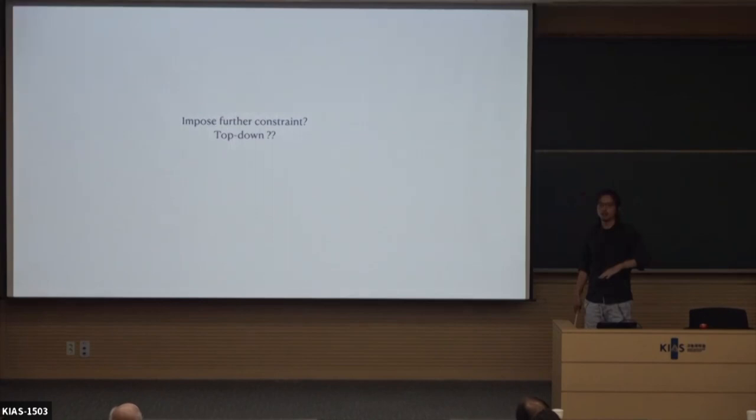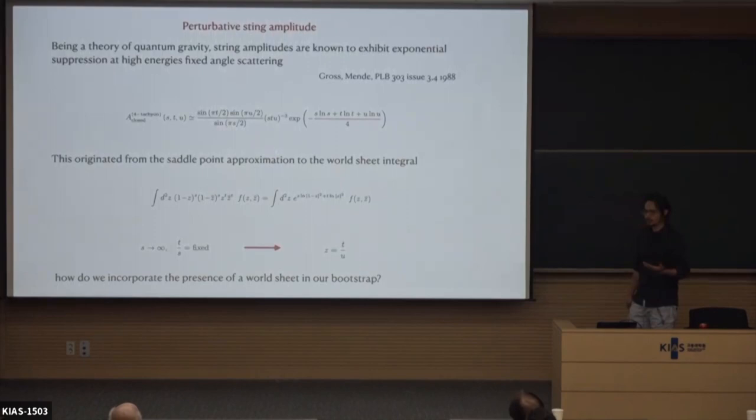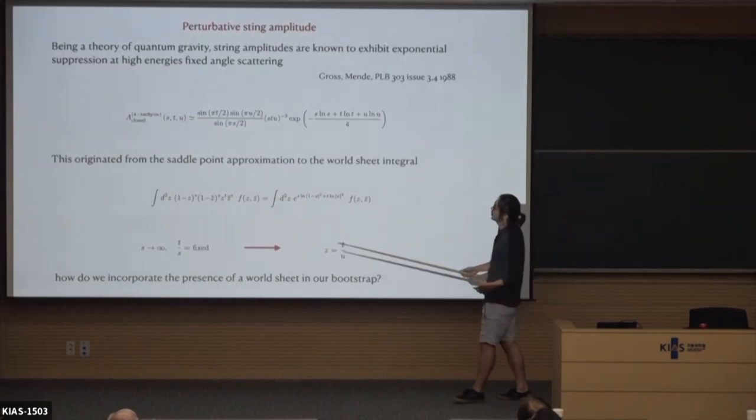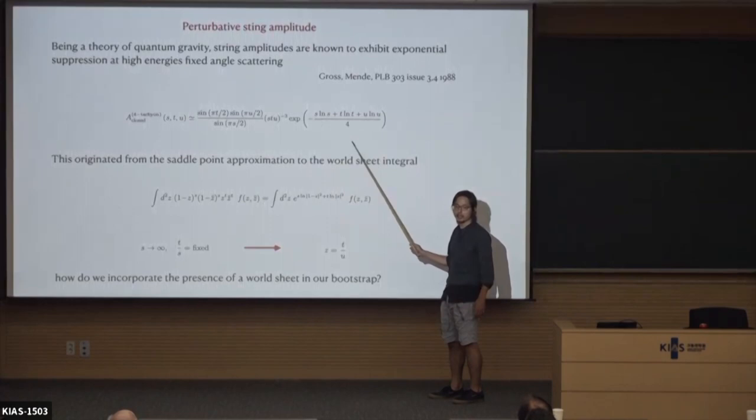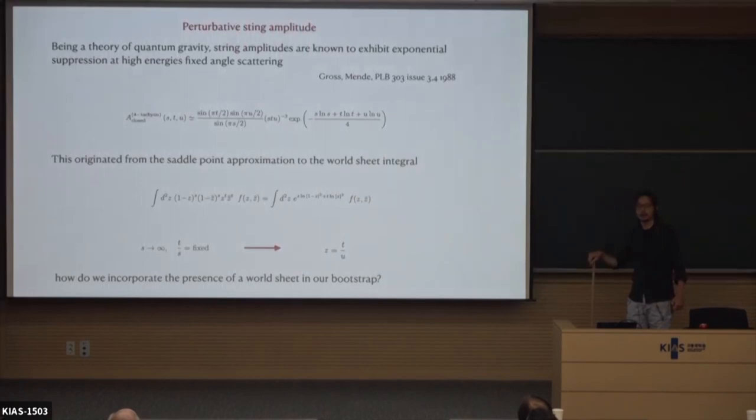If I just have string theory, then of course I need to be specific. What do I mean by string theory? What is the precise statement that I mean by string theory? Since string theory is really a theory of quantum gravity, one of the important features is that the scattering amplitude at high energy is not bounded by s squared, but is actually exponentially suppressed. So naively, one thing you would like is to implement this exponential suppression. How do you actually incorporate it?